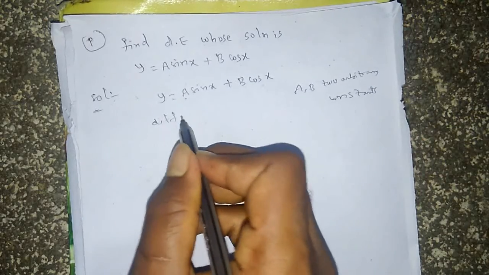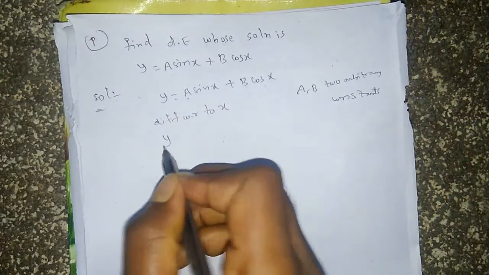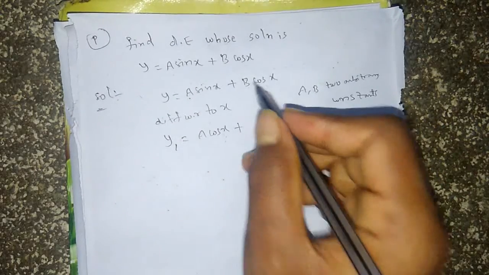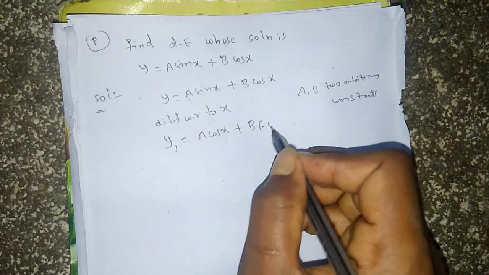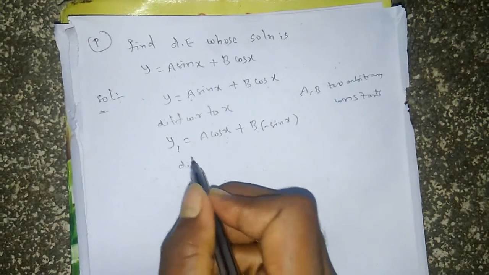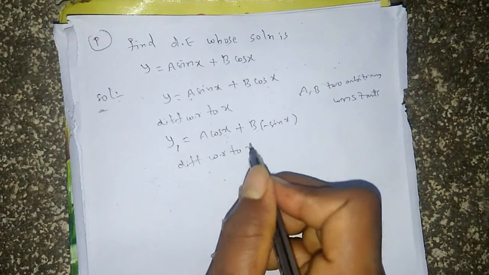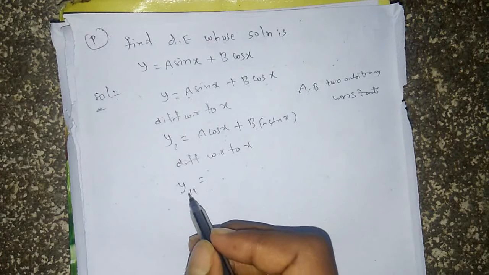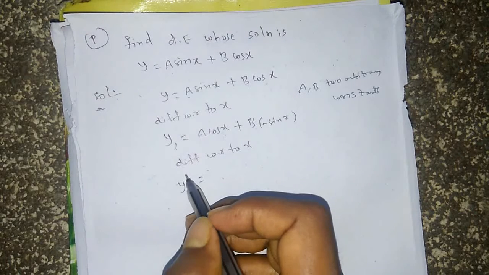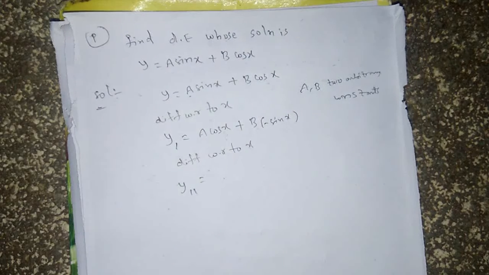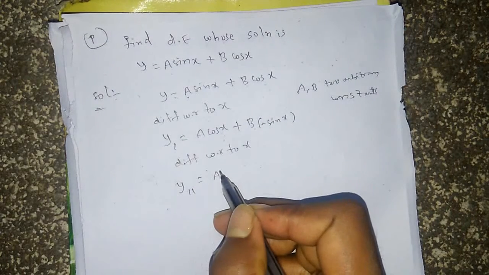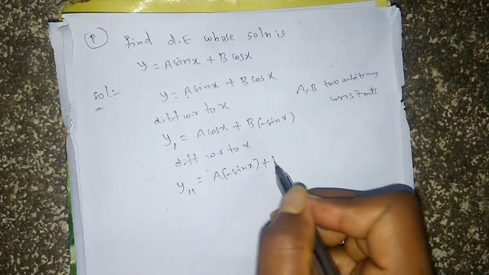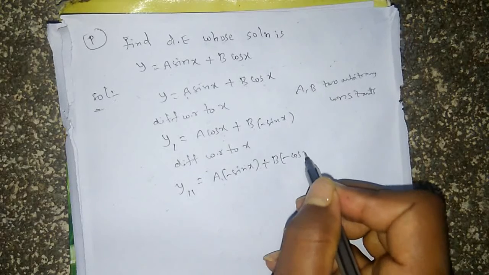Now differentiating with respect to x, we have y1 is equal to a cos x, the derivative of sin x is cos x, plus b into the derivative of cos x, which is minus sin x. Again differentiate with respect to x. The derivative of y1 is y double dash, the second derivative. Y double dash is equal to a into the derivative of cos, which is minus sin x, plus b into the derivative of minus sin x, which is minus cos x.